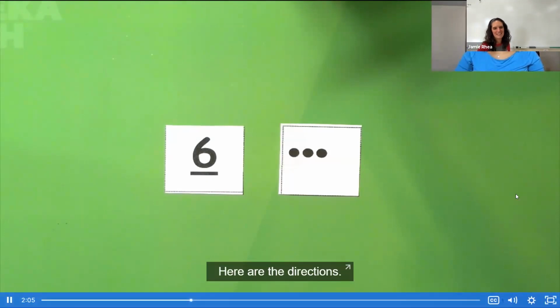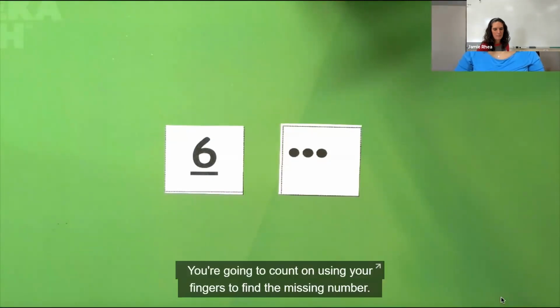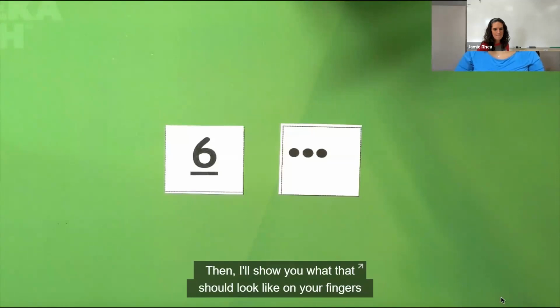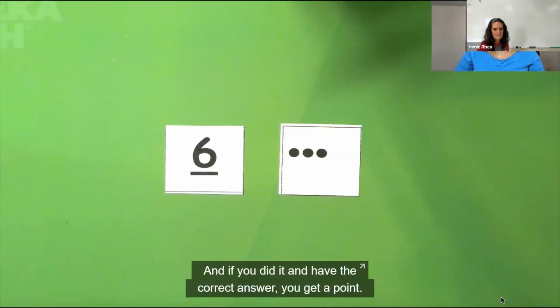Here are the directions. I will show you a number sentence. You're going to count on using your fingers to find the missing number. Then I'll show what that looks like on your fingers or using your 5 group cards. And if you did it and have the correct answer, you get a point.